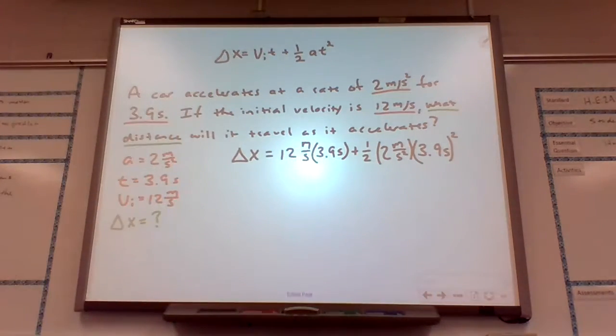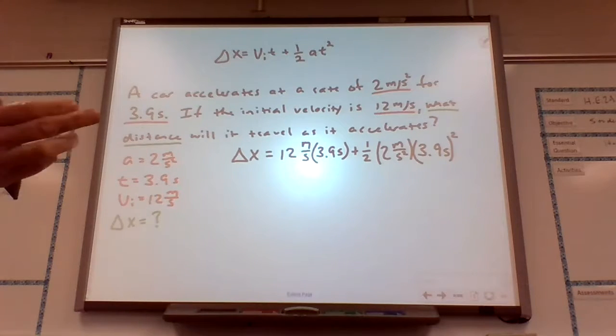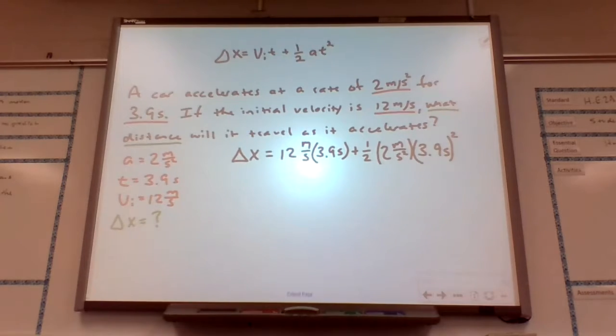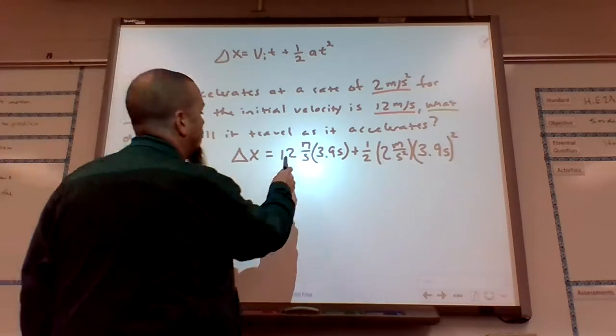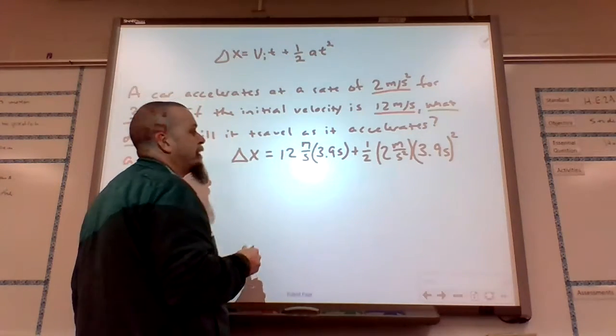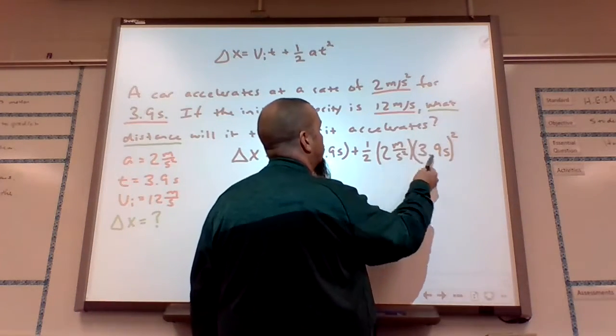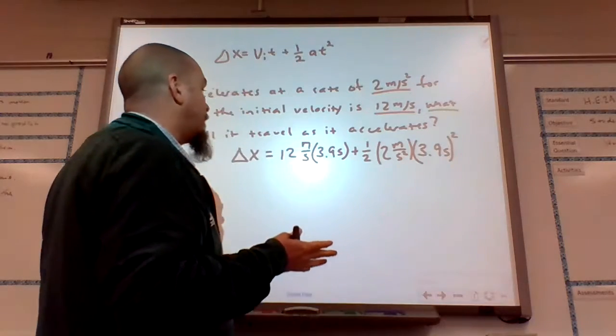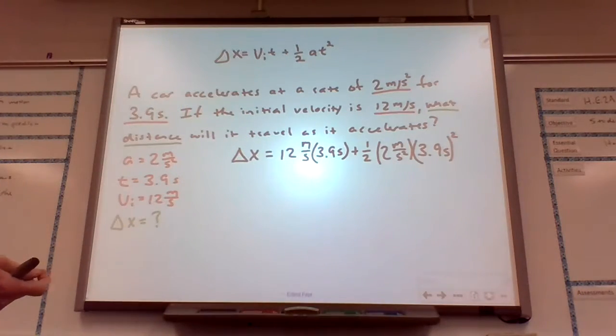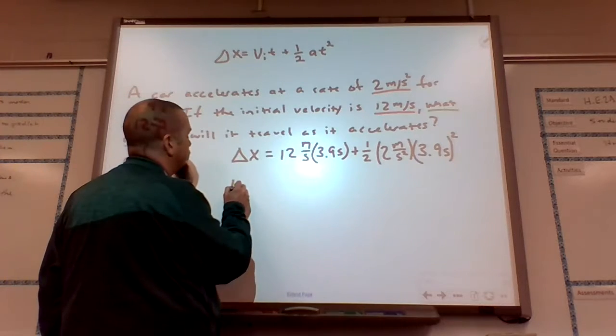I was asked the other day in class, is there an order of operation thing here with all these parentheses and stuff? I'm just not using multiplication signs. And because I'm not using multiplication signs, another way to express multiplication is to put numbers in parentheses. So where we see this, that just means 12 times 3.9. Or we see this, it's 1/2 times 2 times 3.9. And that's the first thing I'm going to do. I'm going to simplify my equation before I do my addition. I'm going to go ahead and take care of all this multiplication first.